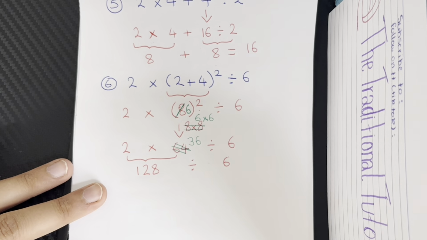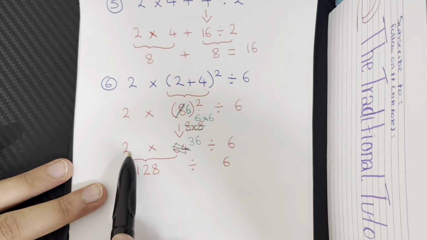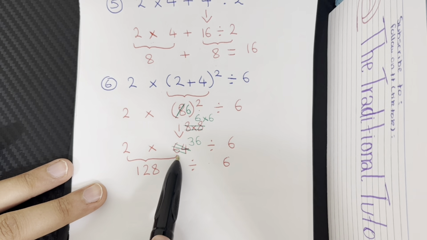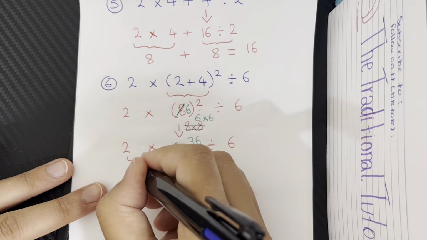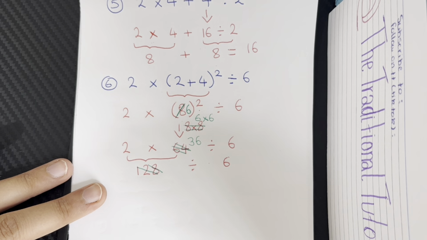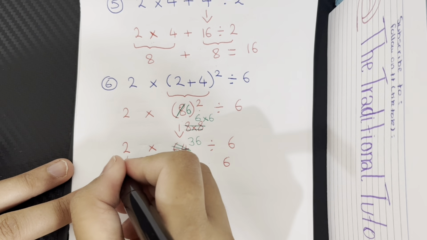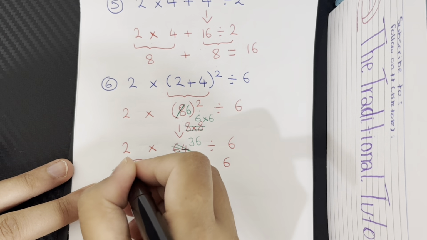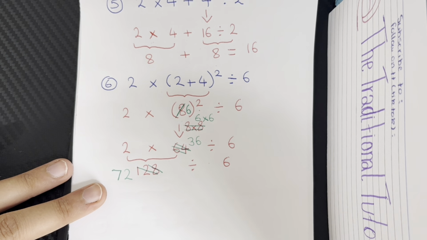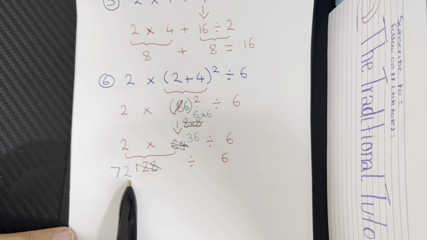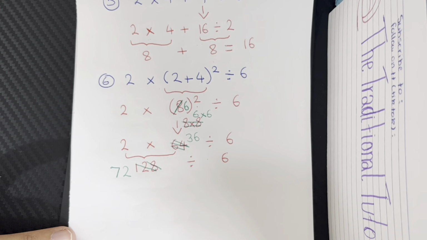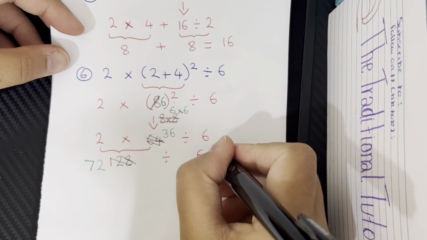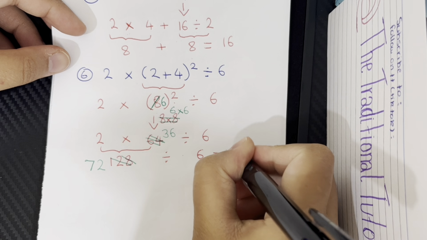an answer of 36. Okay, so then if we do our multiplication first, so 2 times by 36, okay, if we double 36, that should be giving us 72. So double 36 should be giving us 72. And then lastly, we've got to be doing 72 divided by 6, which just gives us an answer of 12.